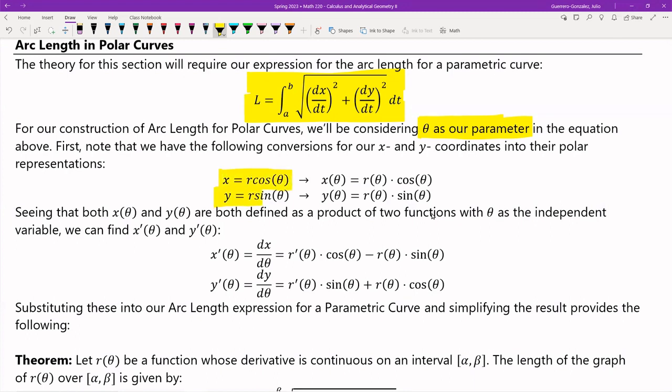So we know that x is r cosine theta and y is r sine theta. I'm going to change these a little bit to make them look parametric: x of theta is going to be r of theta cosine theta, and y of theta is going to be r of theta sine theta. So we have an x and a y that's defined entirely by my theta, entirely by my angle. If you take a look at the parametric version of an arc length, it's dy/dt and dx/dt. Basically, we need to take the derivatives with respect to t, but we're doing it with respect to theta, since we're looking at these as polar curves.